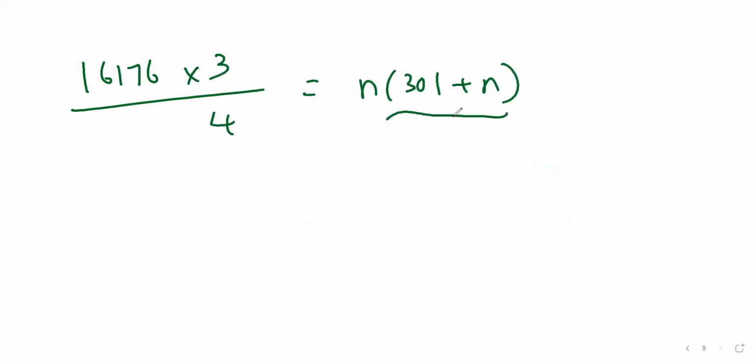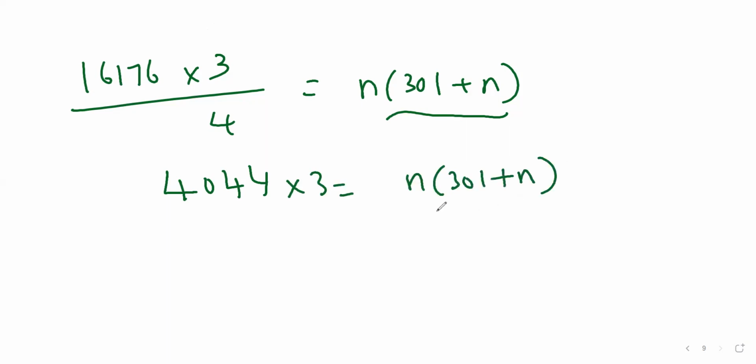Now this is a quadratic. What I will suggest is, you can cancel by 4, so you'll get 4044 into 3 is equal to N into 301 plus N. It's a quadratic, but I think I mentioned in class also that you can suitably rearrange this. What do I mean by this? This is going by 3. This will also go by 12. Take big numbers, it will go by 12. It will not go by 18.